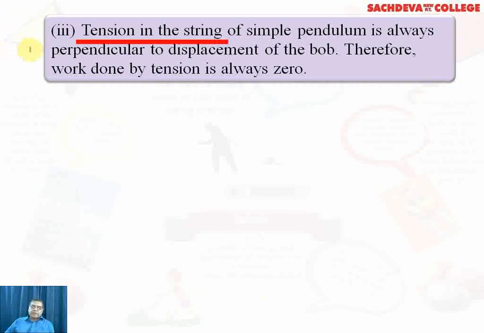Now we come to the tension in a string. We consider a simple pendulum, that is a bob and a string. The string is tied to a rigid bar, and the simple pendulum is suspended from that rigid bar. The weight of the bob will act vertically down and the tension will be against the weight. The tension is always perpendicular to the displacement of the bob. Therefore, work done by tension is always 0.